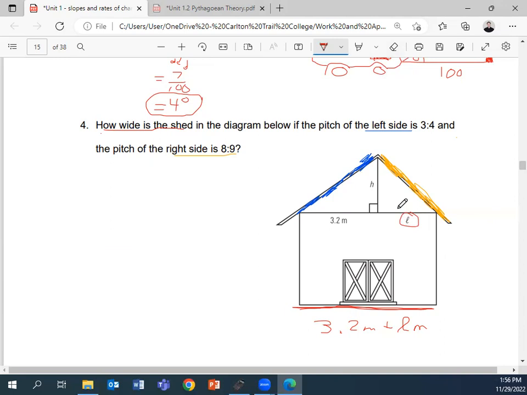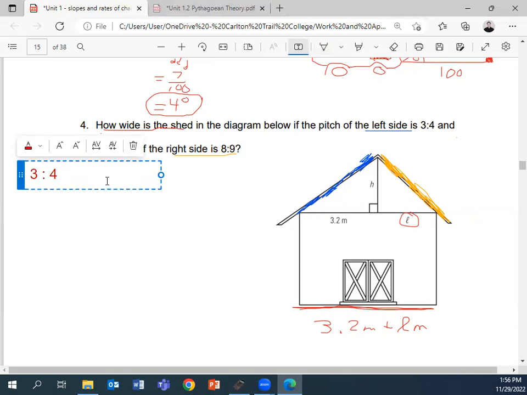So in order to figure out how I can use the pitch to figure out the length of everything, I'm going to do the left side first, because I actually know one of the sides of this triangle. I'm going to set this up in a way you would have seen on Friday. On the left side, I have a 3 to 4 ratio, rise over run. It rises 3 for every 4 it goes across. Well, I also know that I have H and 3.2 meters, rise over run.